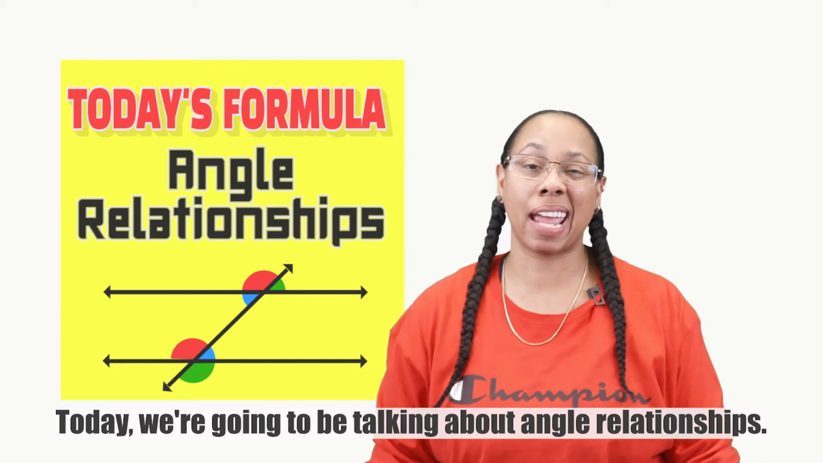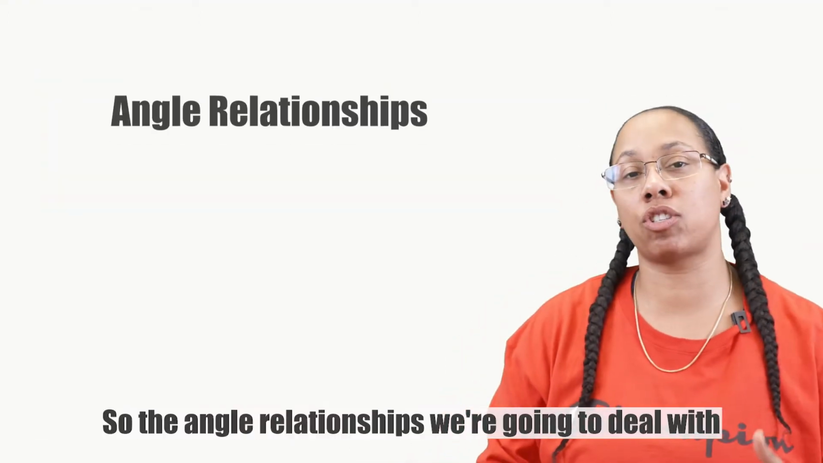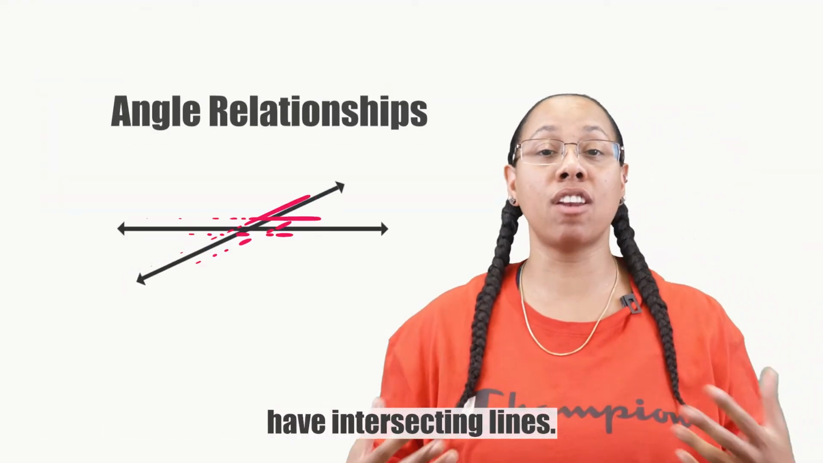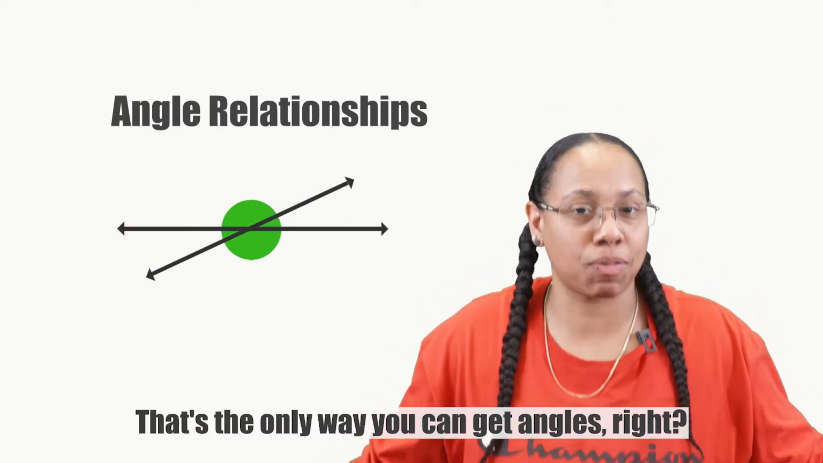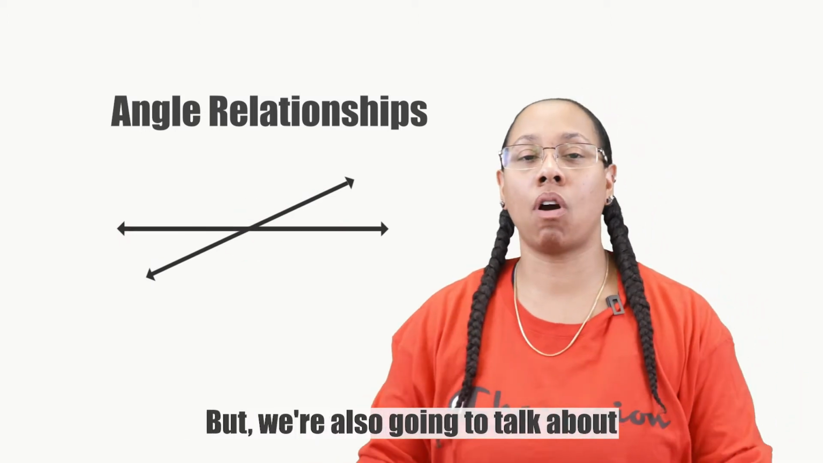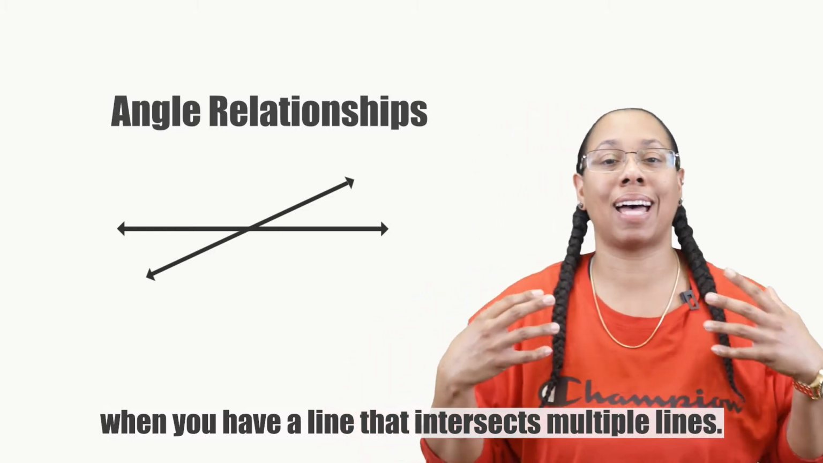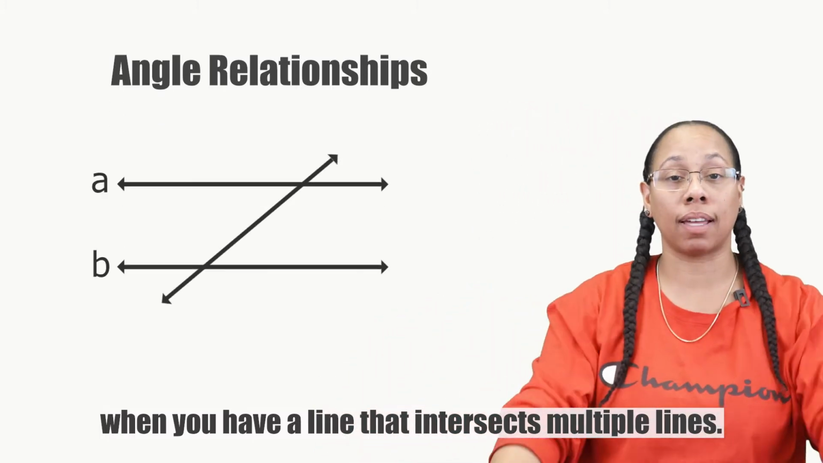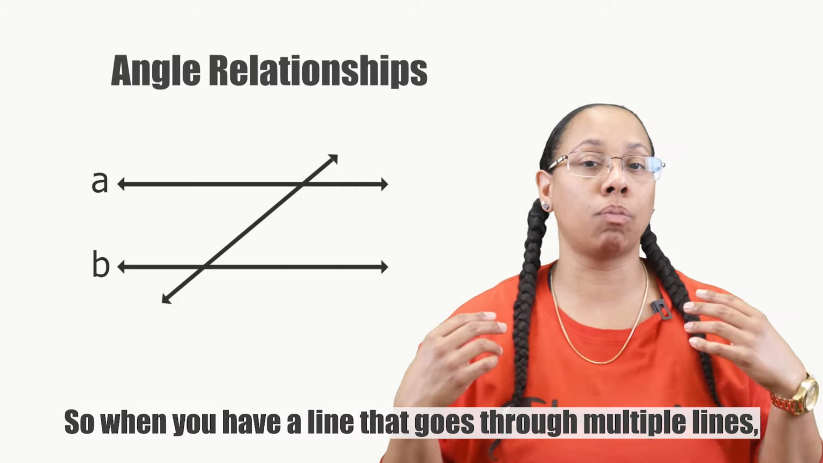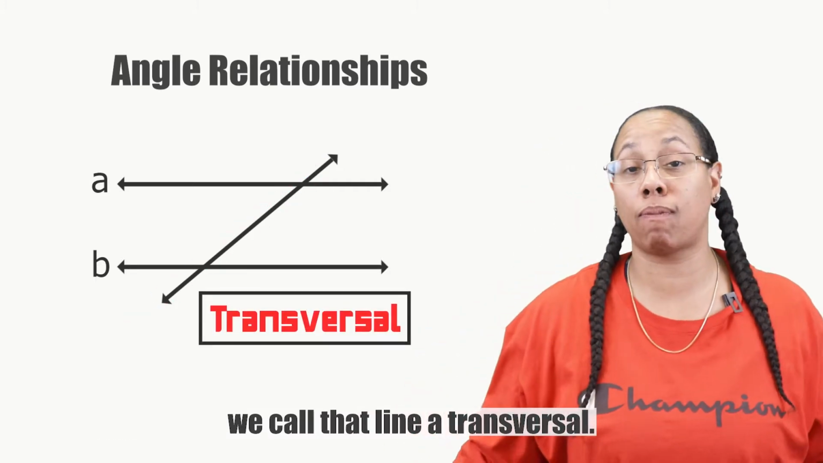Today we're going to be talking about angle relationships. The angle relationships we're going to deal with have intersecting lines. That's the only way you can get angles, right? Is when you intersect lines. But we're also going to talk about when you have a line that intersects multiple lines. When you have a line that goes through multiple lines, we call that line a transversal.